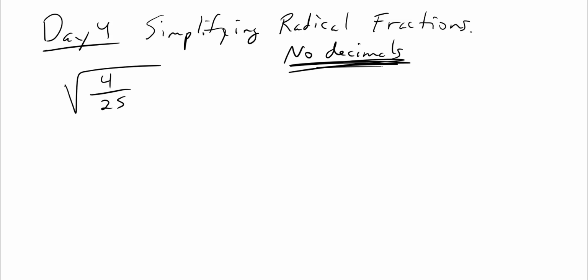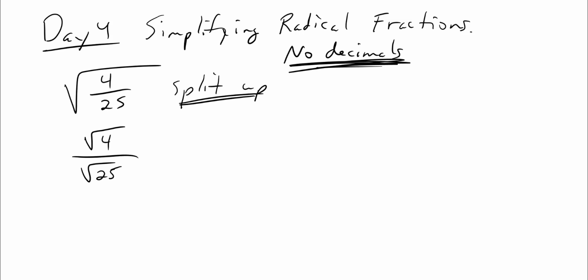So here's the deal. If it's all under one radical, you're allowed to split it up: the square root of 4 over the square root of 25. That makes it really easy, because what's the square root of 4? 2. What's the square root of 25? 5. And that's your answer, 2/5. It's super easy to do this kind of problem.